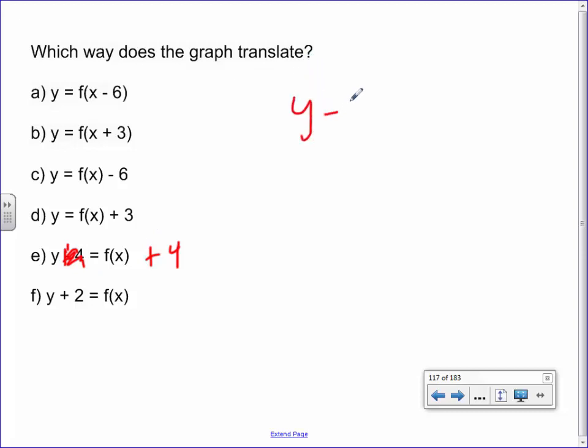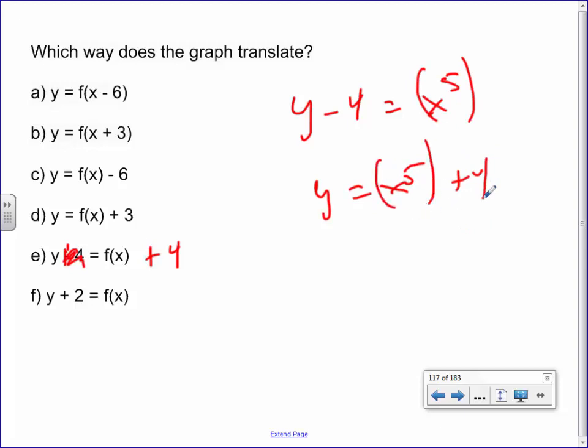Like let's say it was y minus 4 equals x to the 5. Say that was your function. Well, then it's going to have to be y equals x to the 5 plus 4. See this thing right here? It's not inside, and that's it. And then by that logic, this one right here is going down. Sound good?